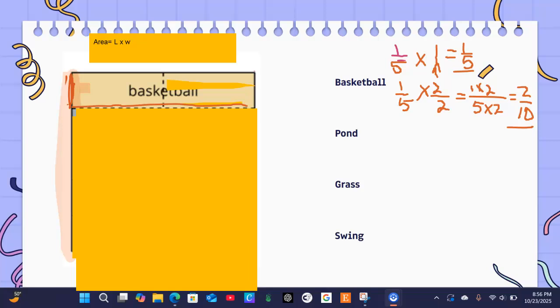Now let's go ahead and do the pond. All right, so for our pond, we're going to use blue and determine the side length for our pond.